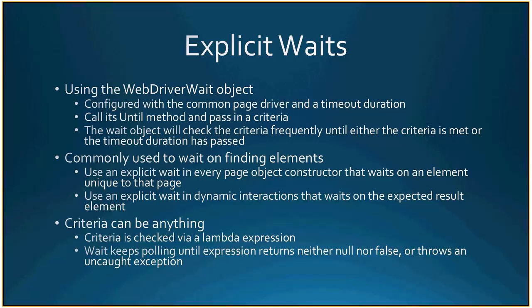You also use it to wait in dynamic interactions. So if you're playing around with a lot of AJAX stuff, if you click a button and a list shows up and you want to wait for that content to appear, you would use an explicit wait in that instance as well. And if it fails, then the content didn't appear, and that's probably a genuine test error.